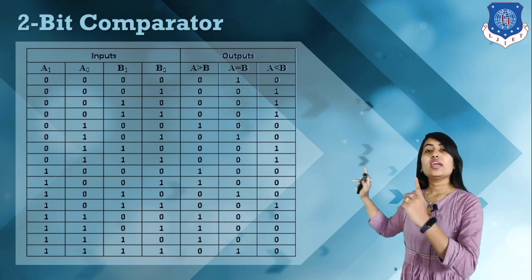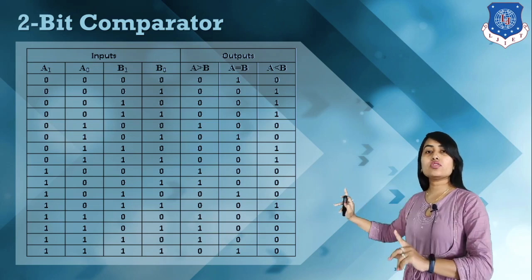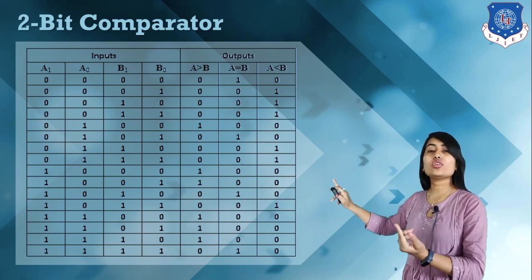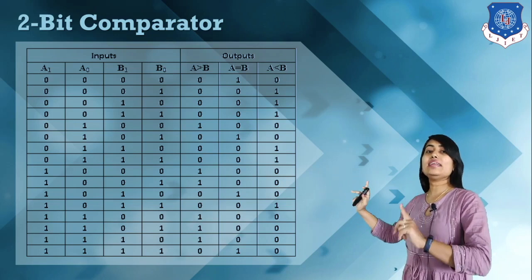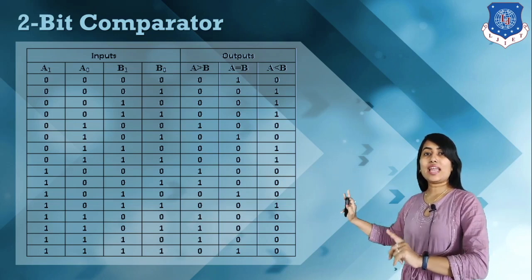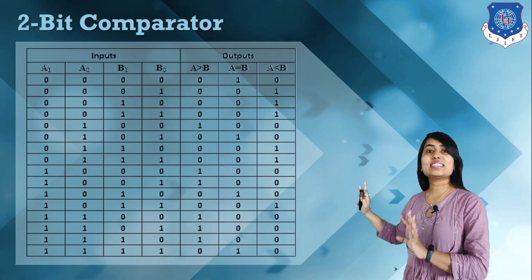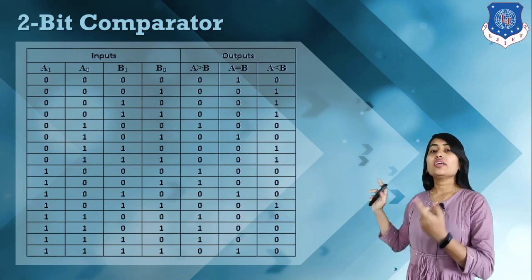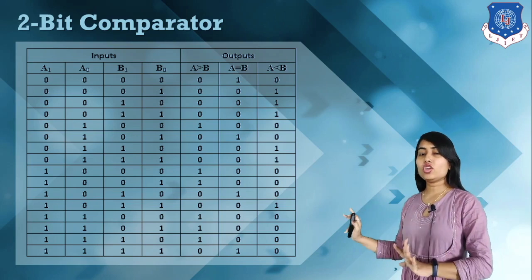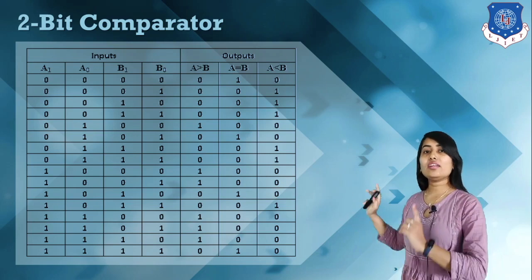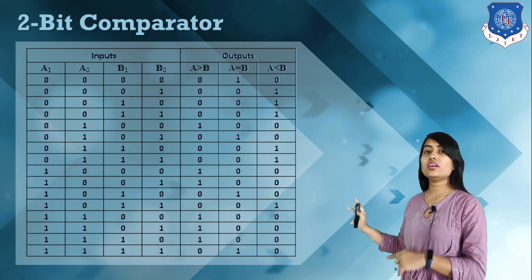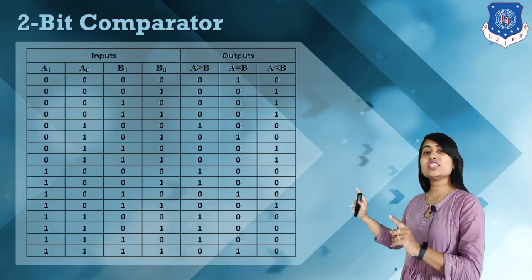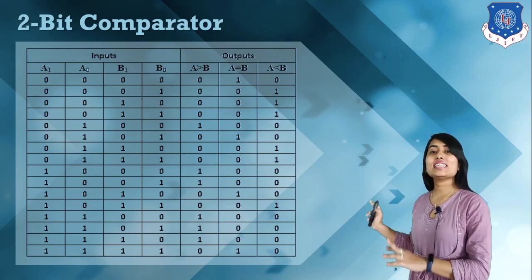Then next, A1 is equal to 0, B1 is equal to 0, A0 is equal to 0, and B0 is equal to 1. That means we can say that A is less than B. Here we write A less than B because A1 and B1 are 0, 0, but if we compare A0 and B0, A0 is 0 and B0 is 1, so we can say that A is less than B.